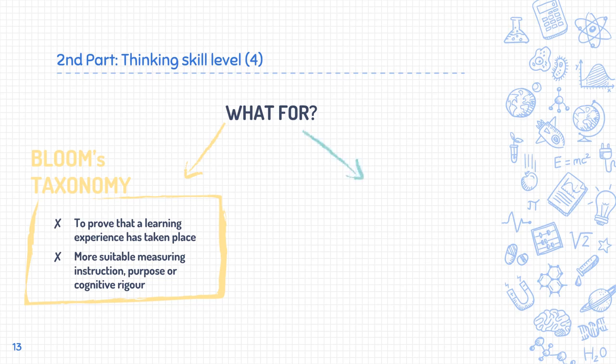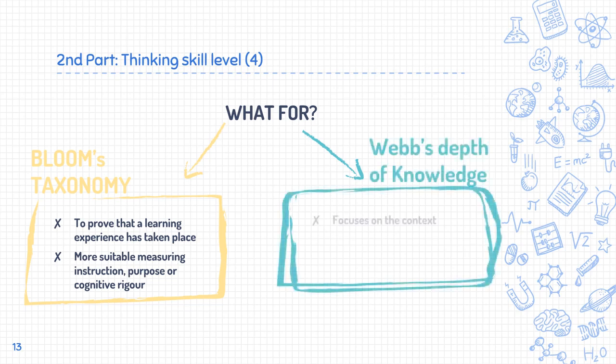Therefore, Bloom's classification will be more suitable for measuring instruction, purpose or cognitive rigor, while the DOK will be used to measure the assessment itself. In other words, and to summarize, Bloom's taxonomy provides the instructional framework while DOK analyzes the specifics of the tasks. Furthermore, Bloom's taxonomy requires that students master the lower levels of cognition before moving on to the next level.